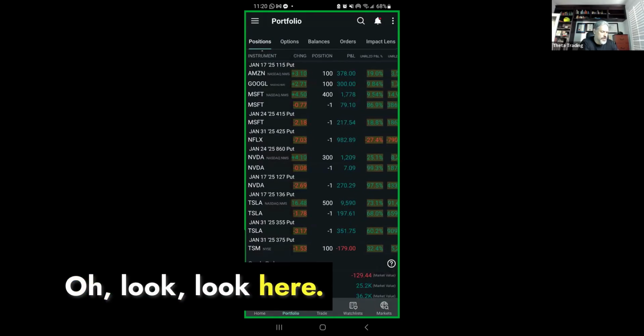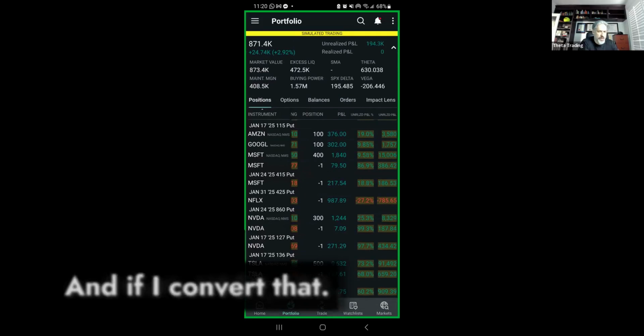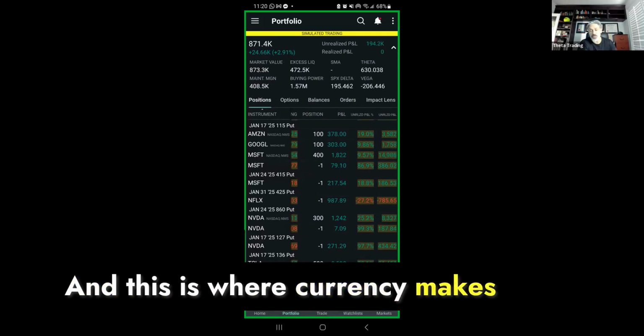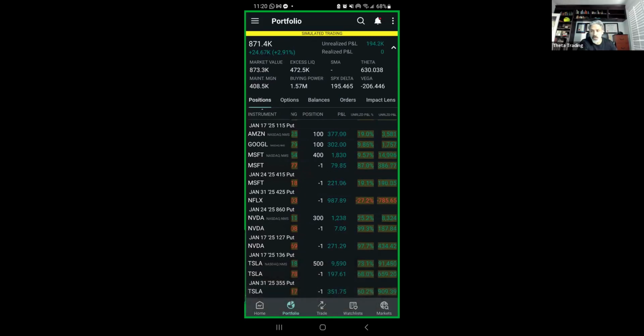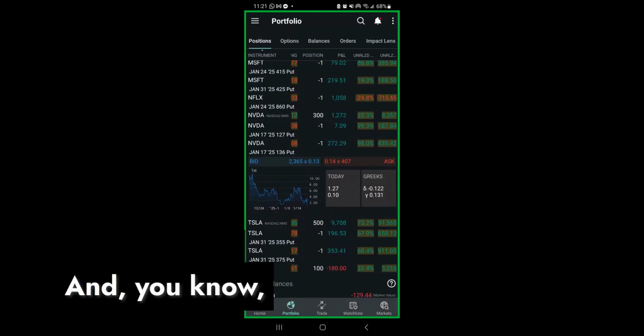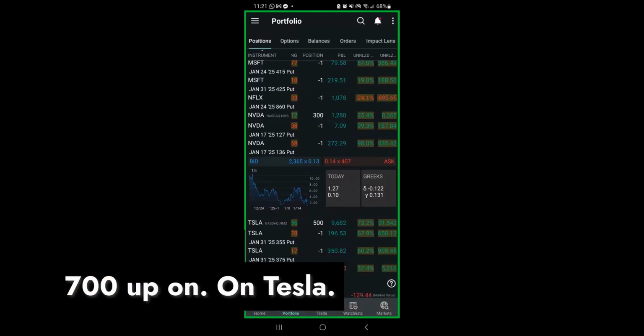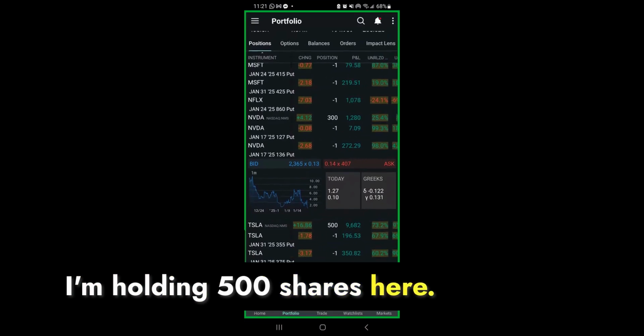Oh, look here. Tesla's up $16,000, and that's $9,600 US dollars. And if I convert that, this is where currency makes a difference here, guys. I need to know why this account is doing what it's doing today, and I can see it's $9,700 up on Tesla. I'm holding 500 shares here.